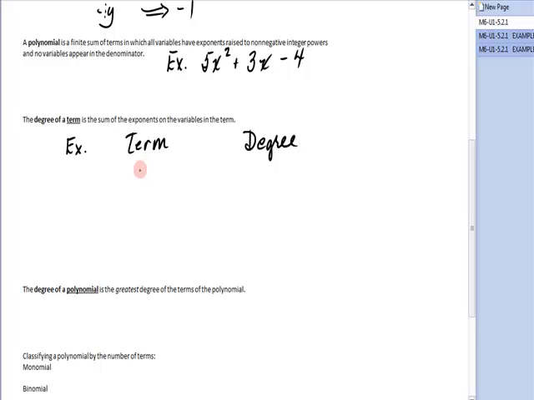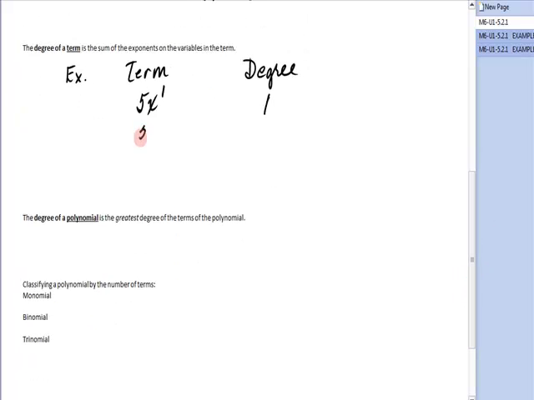All right, if I have 5x, the exponent is an implied 1. So the degree is 1. If I have 3x to the third, the degree is 3. It's totally based on the exponent.